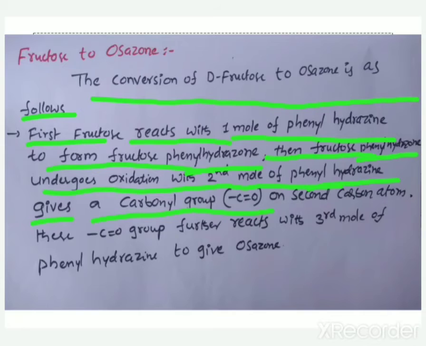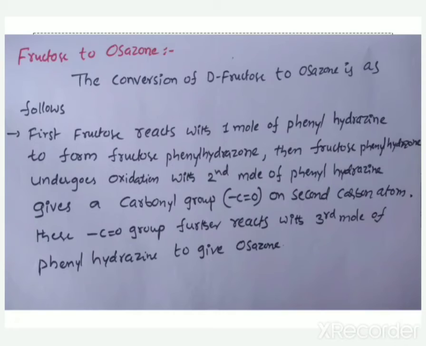Students, here, first carbon atom. This C double bond O group further reacts with third mole of phenylhydrazine to give osazone. Students, what is the procedure? Initially, fructose reacts with 1 mole of phenylhydrazine to form fructose phenylhydrazone. Then fructose phenylhydrazone undergoes oxidation with second mole of phenylhydrazine, giving a carbonyl group on first carbon atom. This C double bond O group further reacts with third mole of phenylhydrazine to give osazone.